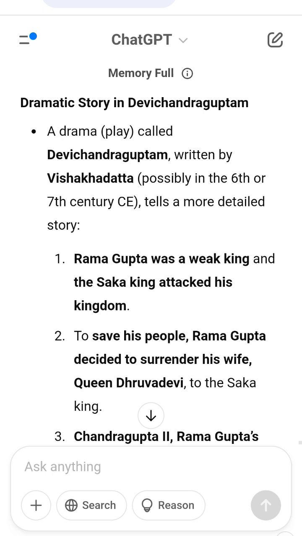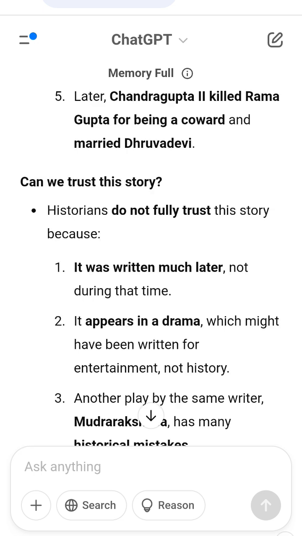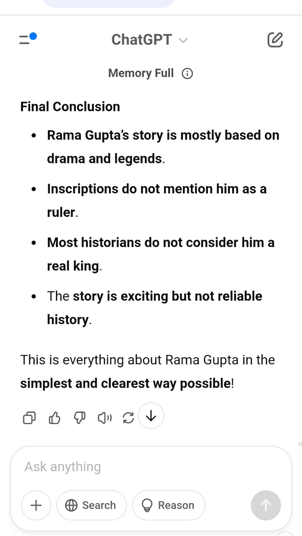Final conclusion. Ramagupta's story is mostly based on drama and legends. Inscriptions do not mention him as a ruler. Most historians do not consider him a real king. The story is exciting but not reliable history. This is everything about Ramagupta in the simplest and clearest way possible.